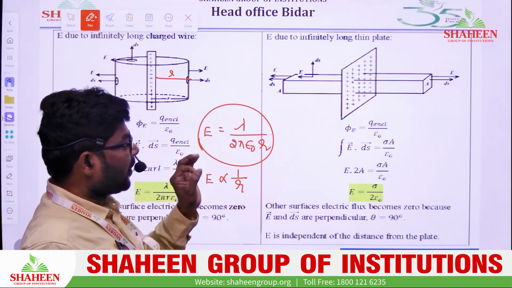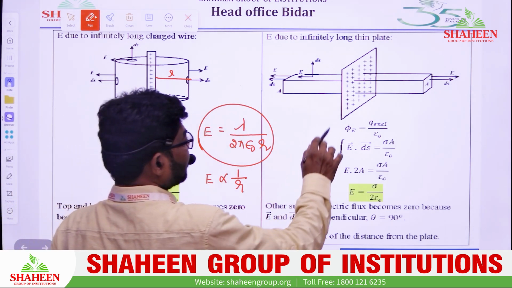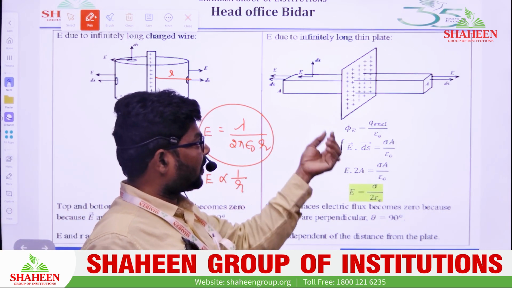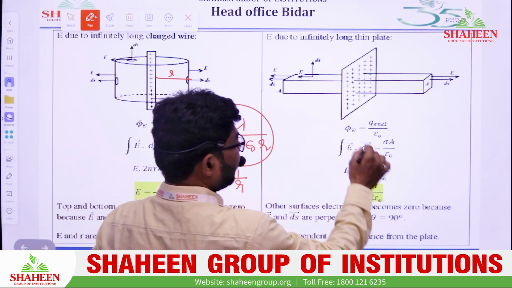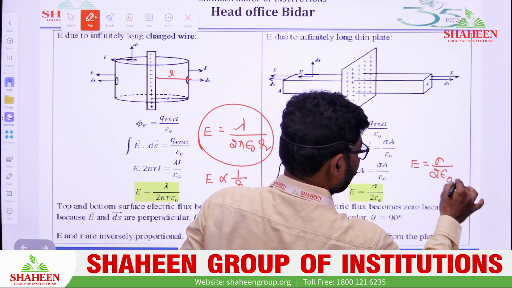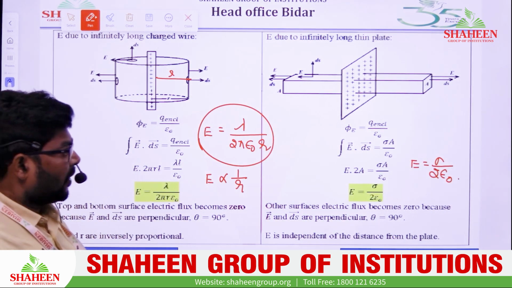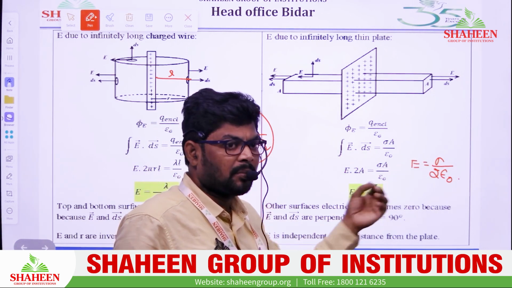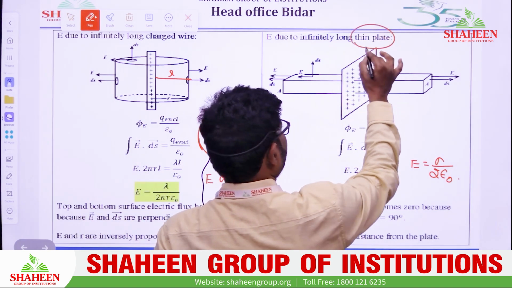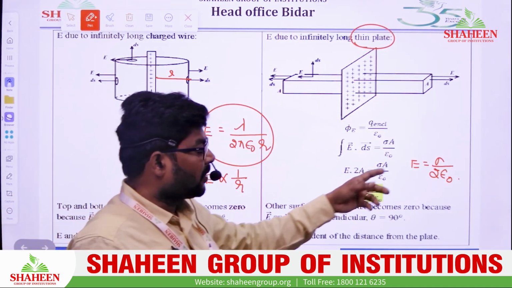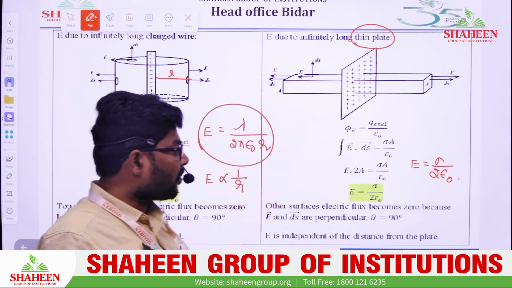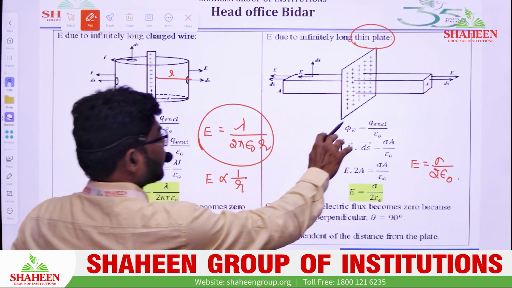If it is due to a plane sheet carrying charge, the electric field is sigma upon 2 epsilon naught for a thin non-conducting plane sheet. If it is a thick conducting plane sheet, it is sigma upon epsilon naught. It does not depend on distance.